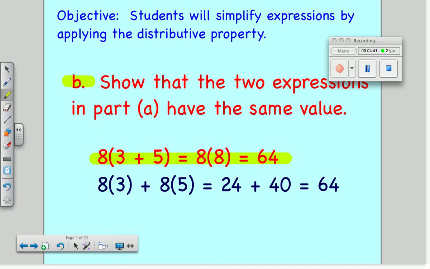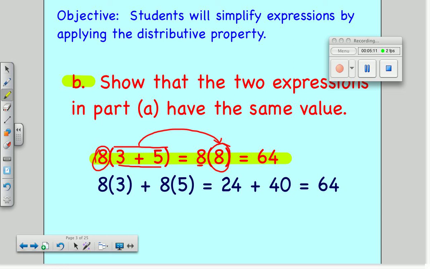So first we're using just order of operations. So what do we do first? We have multiplication and we have parentheses. We have to do what's in the parentheses first. So 3 plus 5. 3 plus 5 is 8, which is where I got this 8 from. So 3 plus 5, all of this here, is 8. Where did this 8 come from? Here.